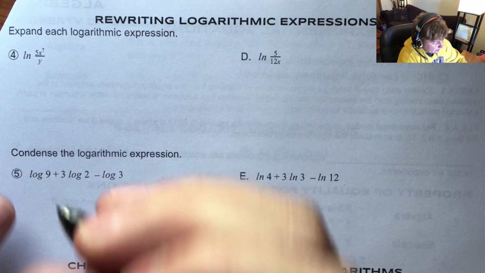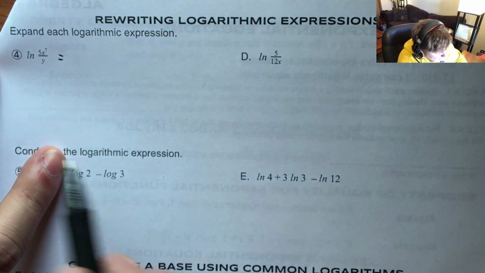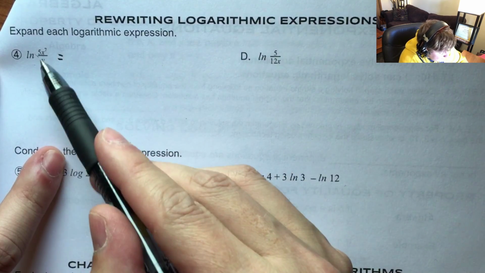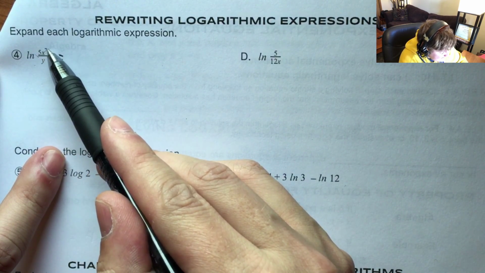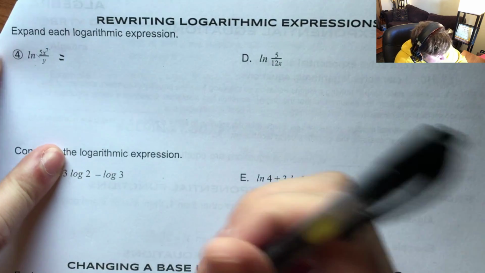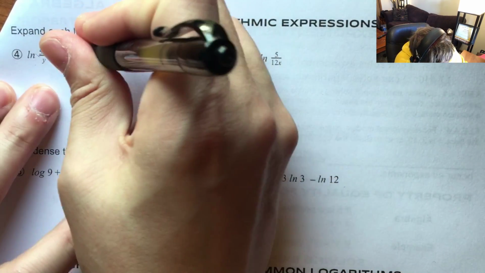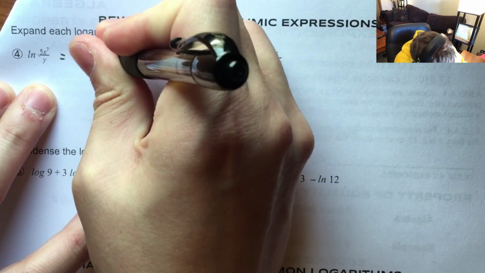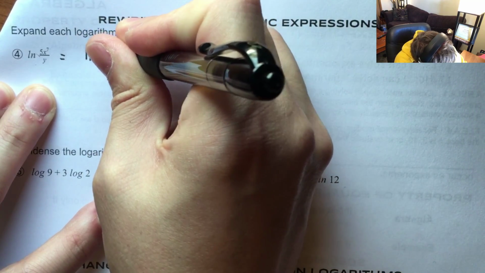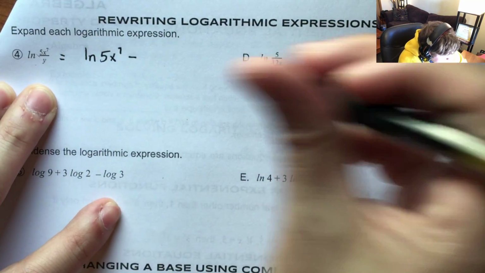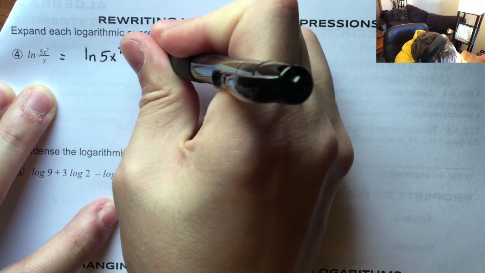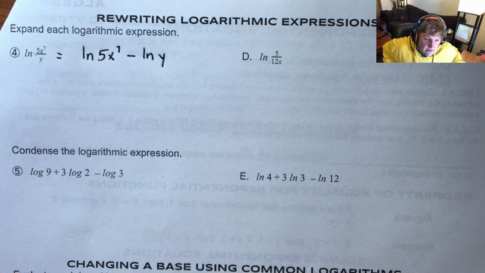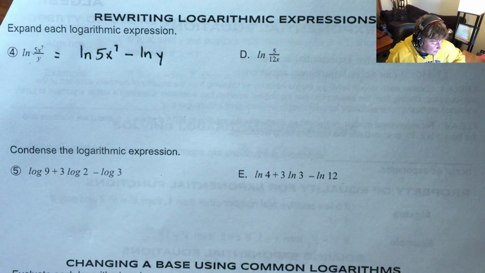Okay, so here, right off the bat, I have the division. I'm dividing 5x to the 7th power divided by y. Let's go ahead and split that up. So this is going to be the natural log of 5x to the 7th minus the natural log of y. Okay? This is just using the division property.